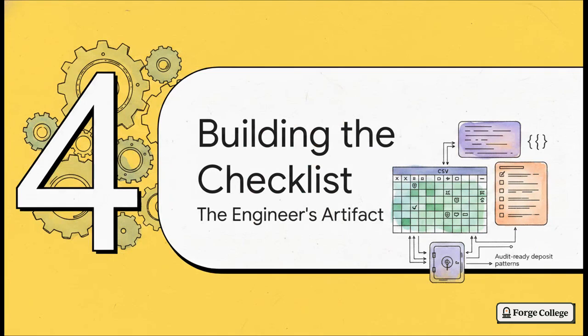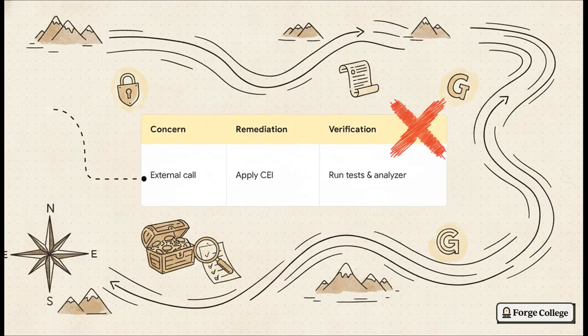Which brings us to Section 4, Building the audit checklist, the engineer's artifact. This is the moment where all our theory finally meets practice. So when we build out this checklist, we map a specific code concern, something like, say, an external call before state update, directly to a specific remediation, like apply CEI and a non-reentrant guard.